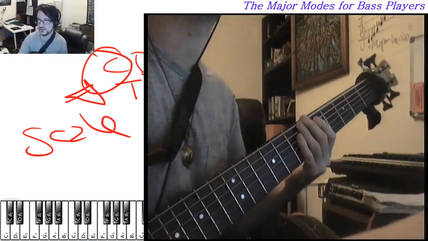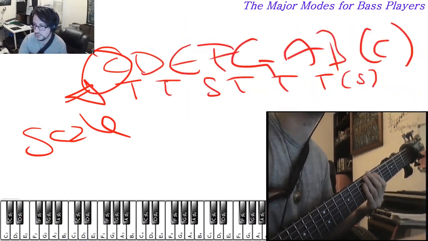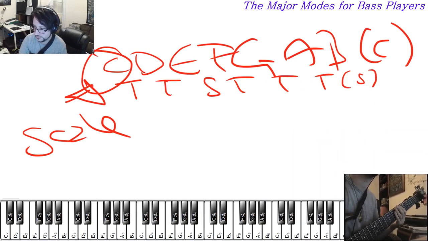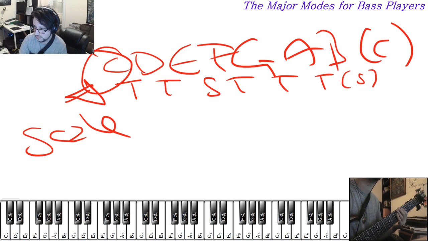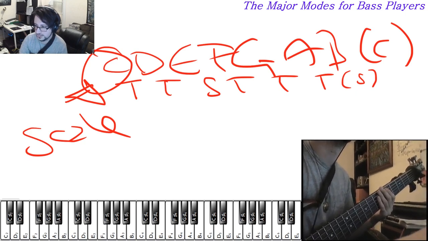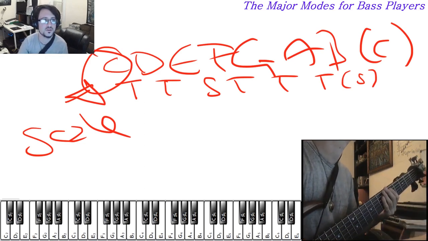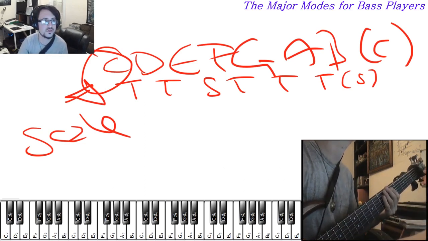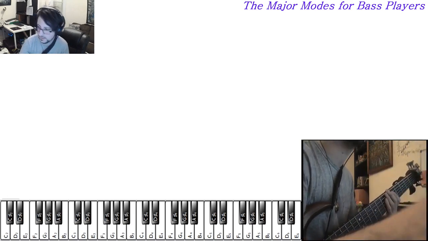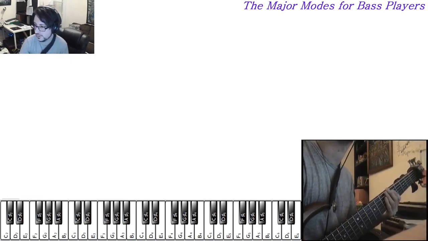So each note of the scale becomes its own separate scale, effectively, is the best way to explain it. So that is what the modes are. So just a quick, yeah, that'll do for now. I'll be right back.